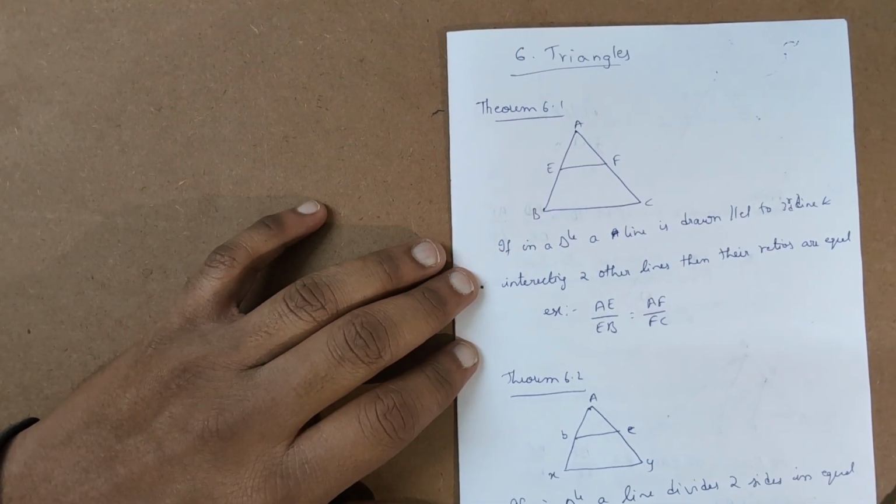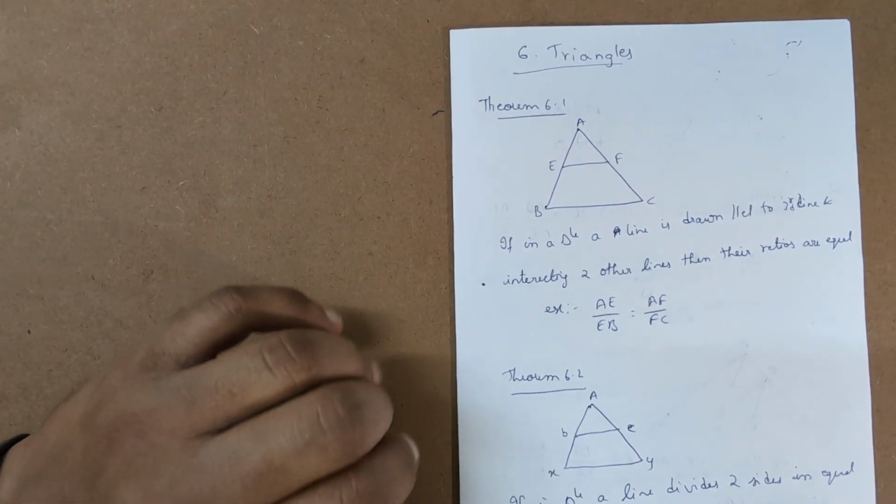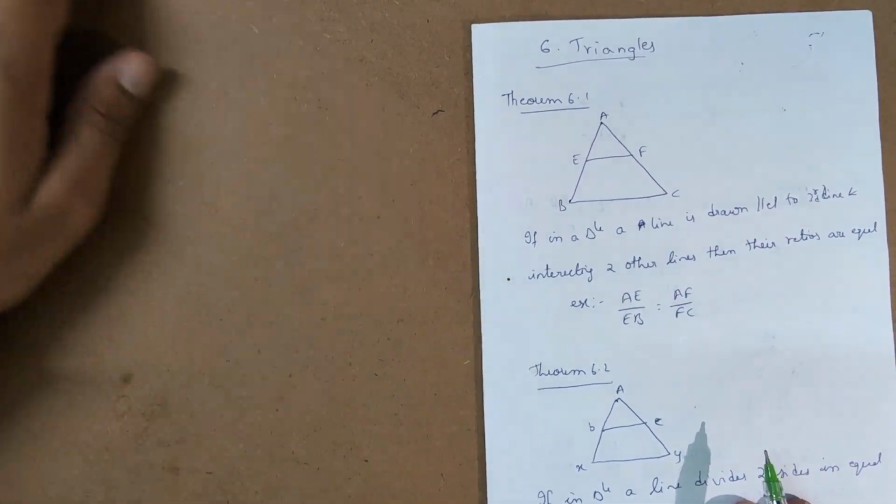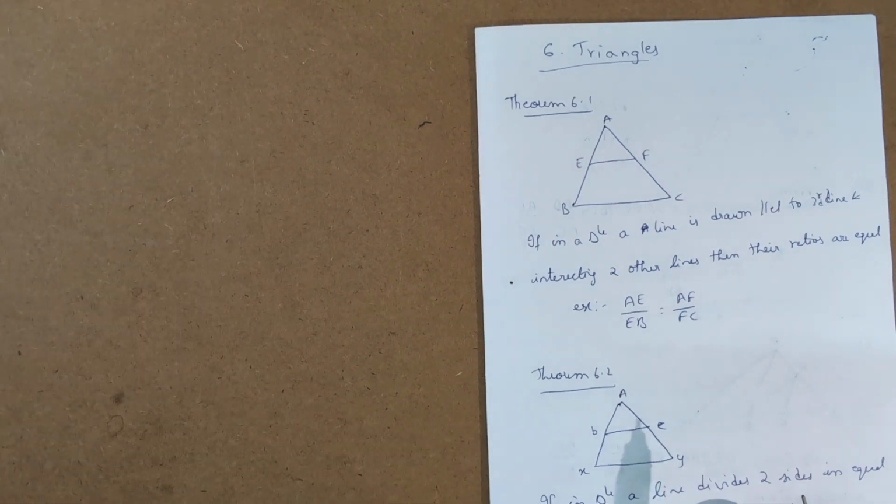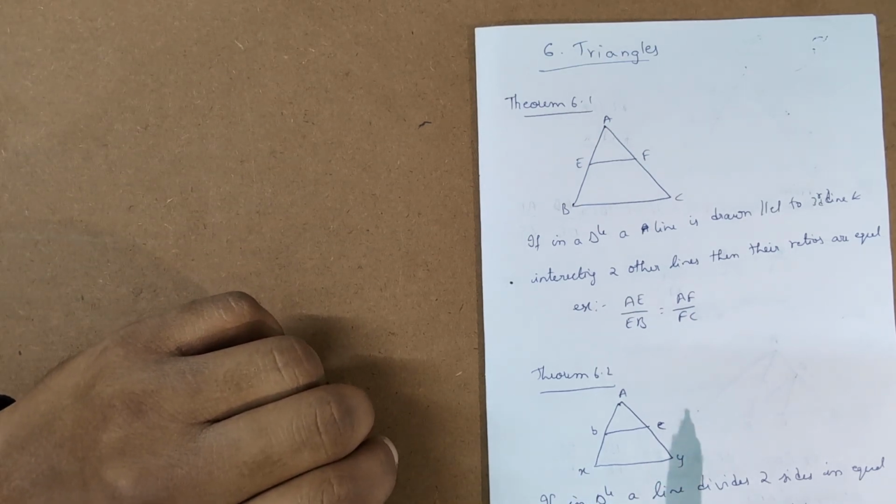So today we are going to revise chapter 6 and chapter 7. Let's start with chapter 6 first. Chapter 6 is the triangles chapter. Here, first we'll revise two theorems and then I will show you one or two questions so that you can revise the topic.